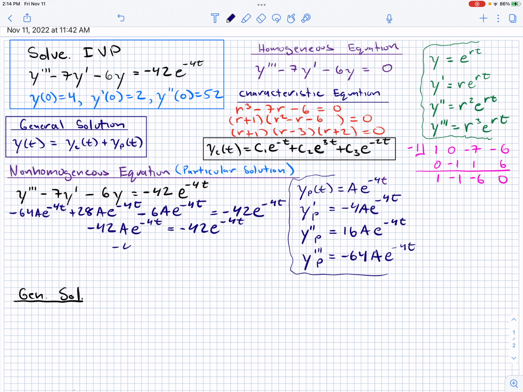This just means that negative 42a has to be equal to negative 42, which means a equals 1. So that gives us our particular solution, which I will write right here, and that is equal to e to the negative 4t, since a is equal to 1. And I'm going to highlight that.